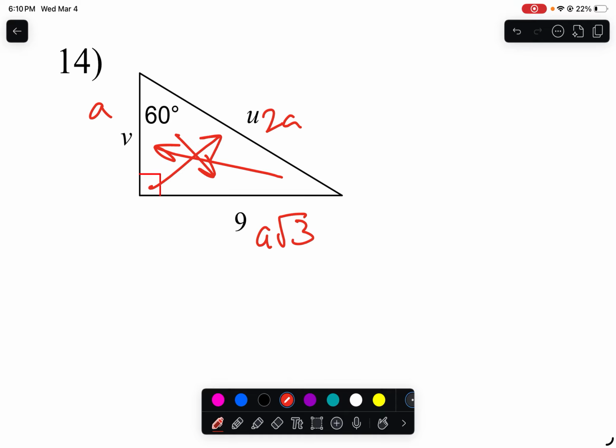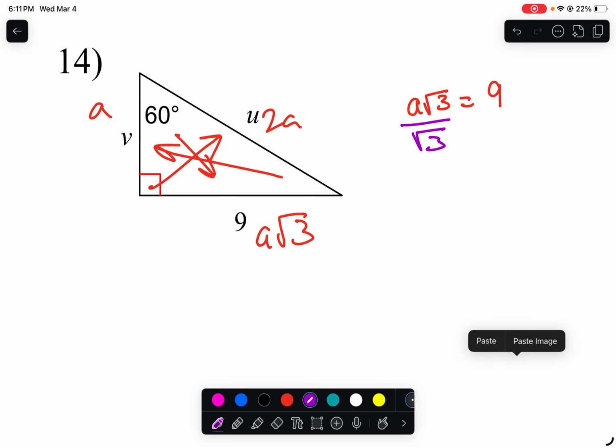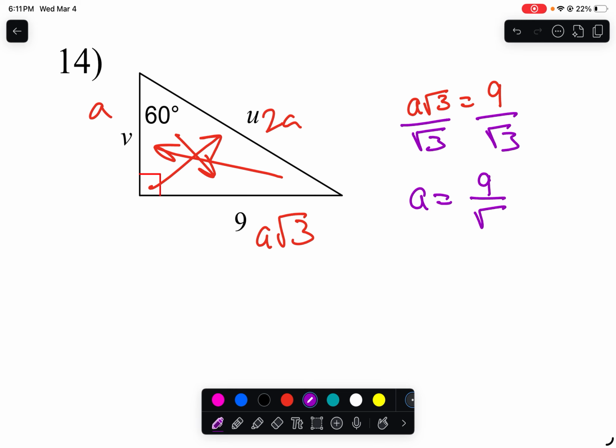So I can see here that they gave me my a root 3, so I'm going to say, okay, well, a root 3 is equal to 9. So I need to find a. I need to figure out what a is equal to. Well, I'm going to divide by root 3. I get that a is equal to 9 over root 3, which, yes, this is accurate.